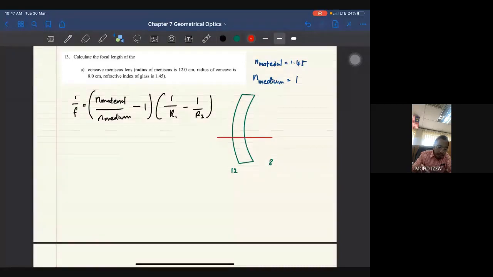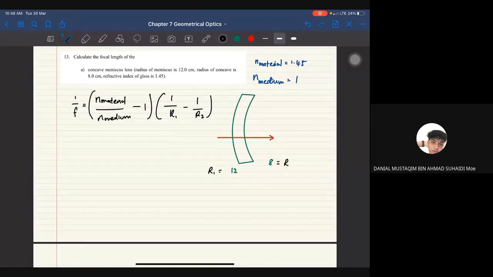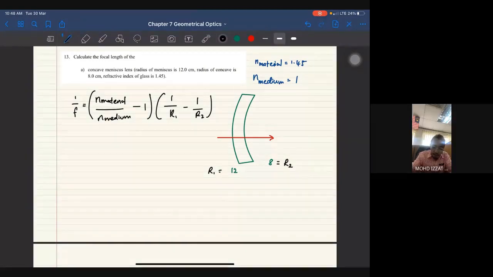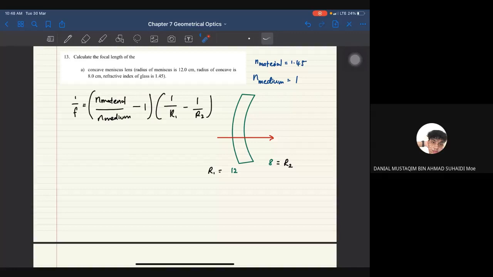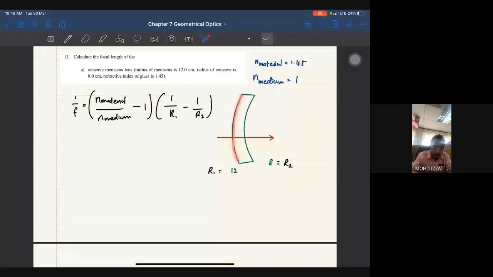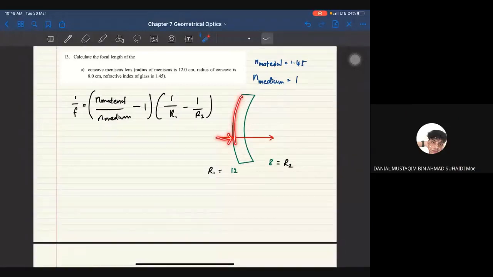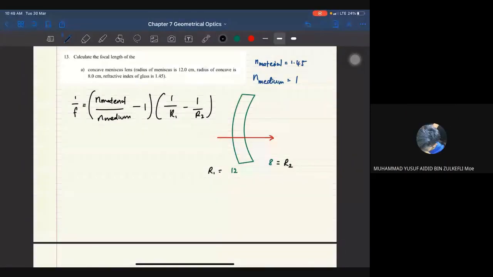So this is your direction of ray. So if this is your direction of ray, yang 12 tu R1 ke R2? 12 tu R1. 8 tu R2. Okay, so 12 tu positif ke negatif? Positif. Meniscus positif. Okay, jangan hafal nama, just tengok surface je. Dia nampak surface dia macam ni, dia cembung kan? Yes. Positif.